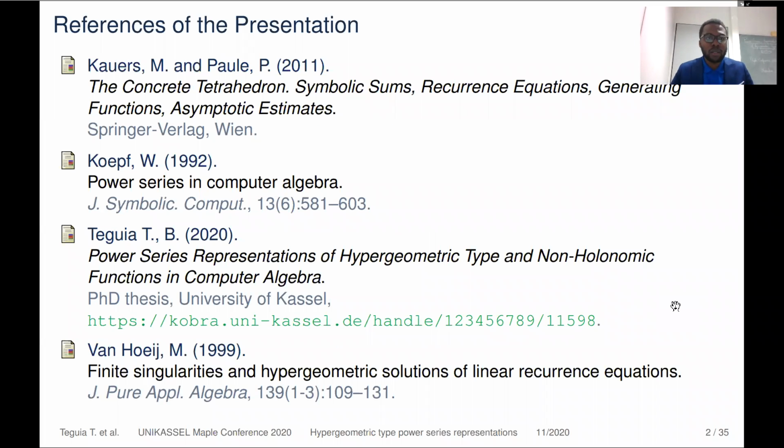This talk relies on the following bibliography. For more details about this presentation, one can see my PhD thesis available on the Kobra system of the University of Kassel. So now let's start the presentation.